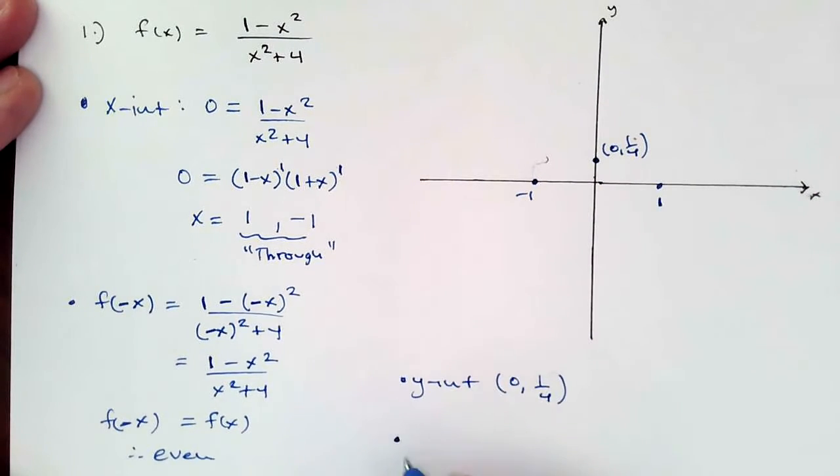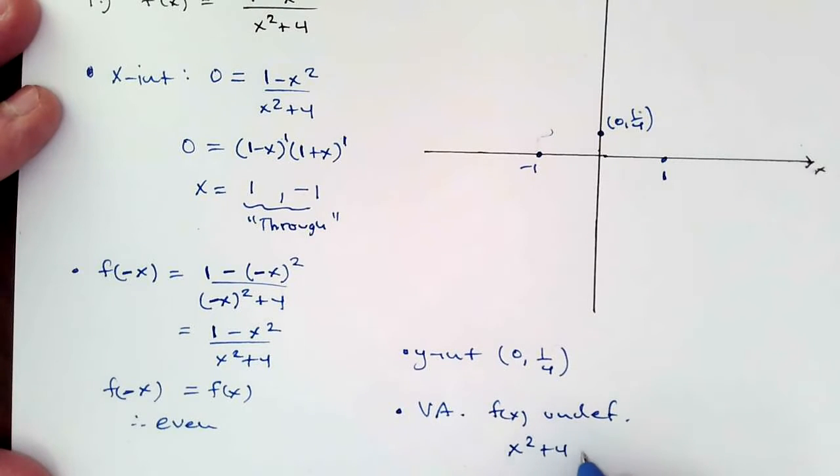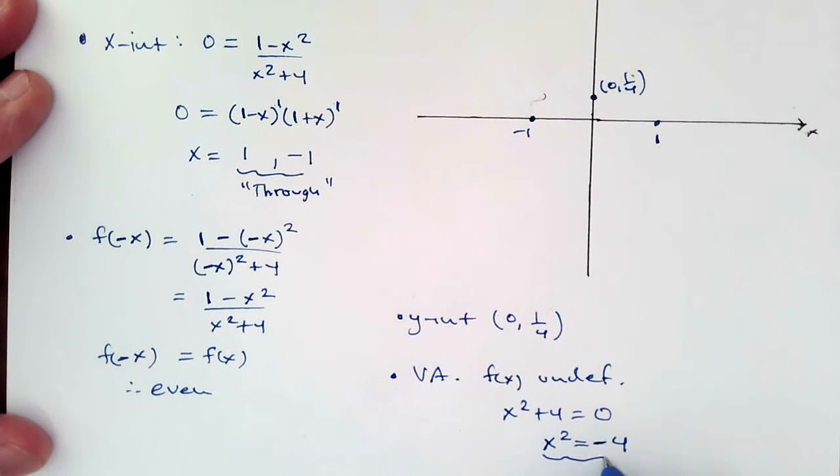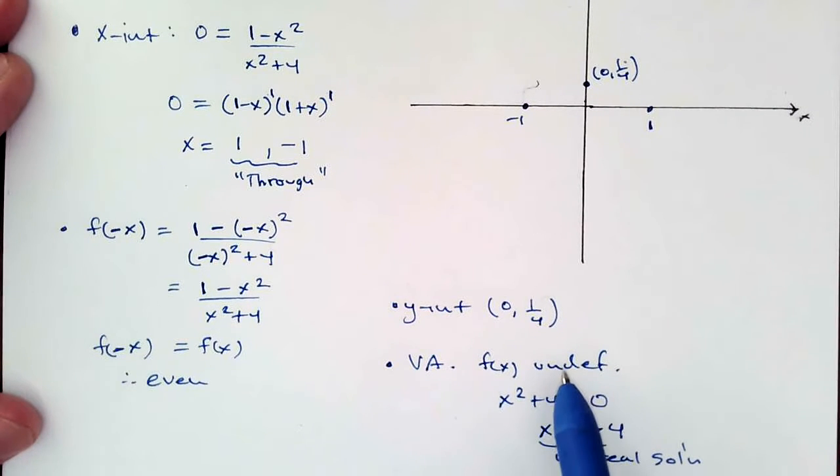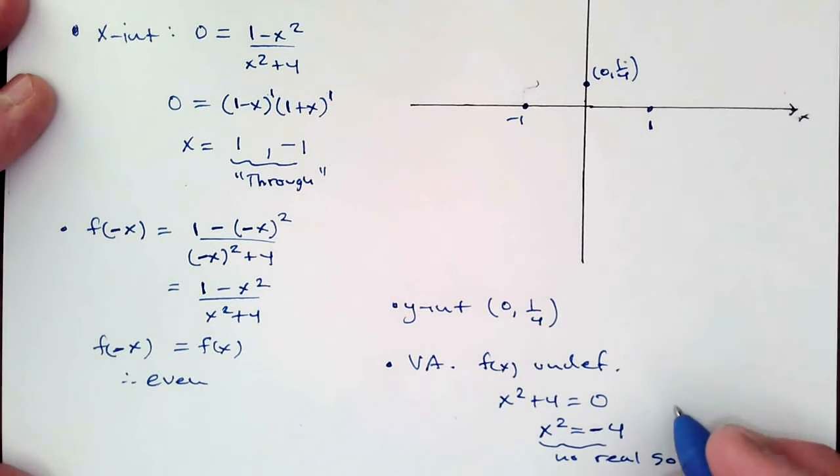Okay. And then the next thing I would usually check for is a vertical asymptote, which comes from where f of x is undefined. And in this case, I would be looking for where x² + 4 is equal to 0. But notice there is no answer to this, right? This says x² equals -4, which has no real solution. So maybe that's why I put this one on this video. It's just a little bit different. There doesn't have to be a vertical asymptote on a rational function here. There is none in this case. So there are none.